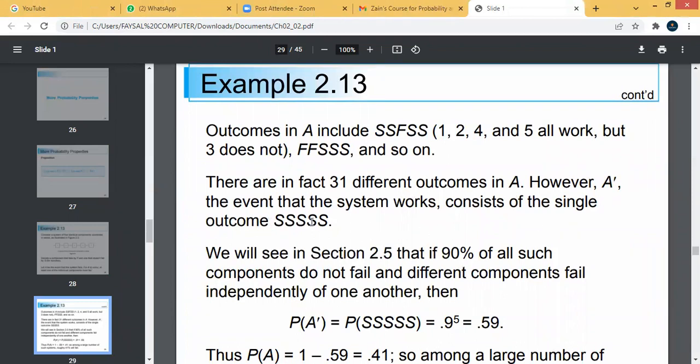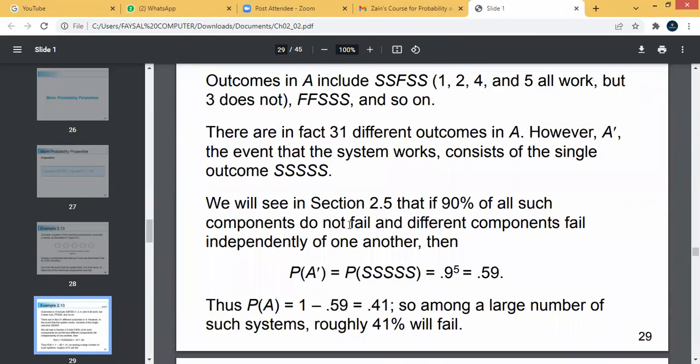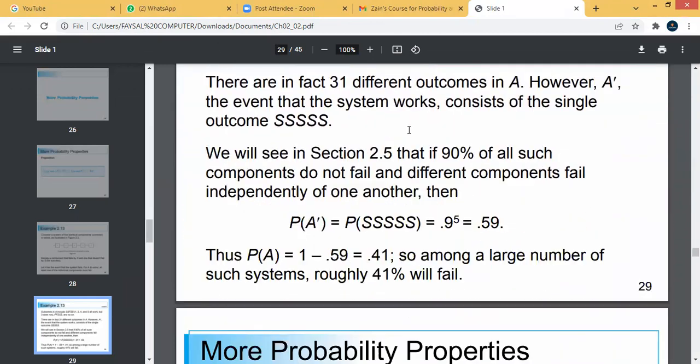However, A dash, the event that the system succeeds, consists of a single outcome, S, S, S, S, S. So what does this mean? How do we compare all these values? The first thing to do is to find the probability of A dash. The probability of A dash consists of the outcome S, S, S, S, S, five times S, 1, 2, 3, 4, and 5.